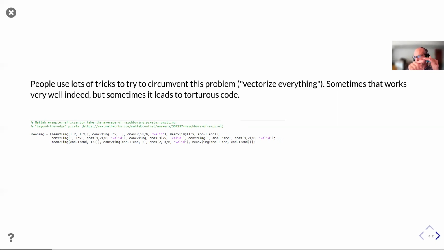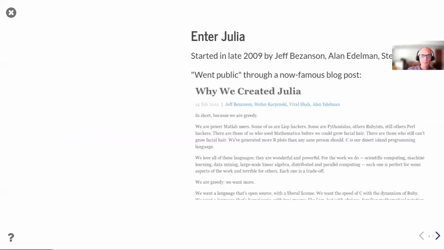So take the average of the 3 pixels in that row that are closest to you, and then the 3 pixels that are in the row below that. You have to do special things then at the left edge, the right edge, and all of the corners of the image, and this ends up resulting in a bit of code that really isn't, I think, easily readable. And so this is a very common experience when you're forced to vectorize everything in order to get decent performance.